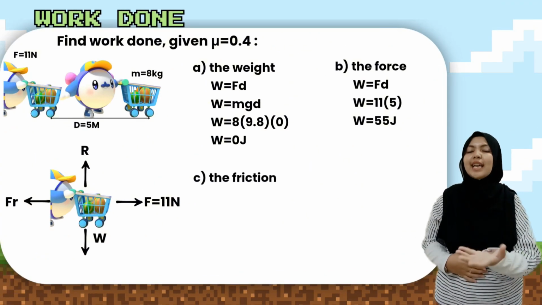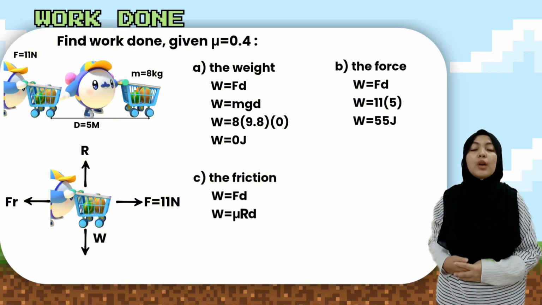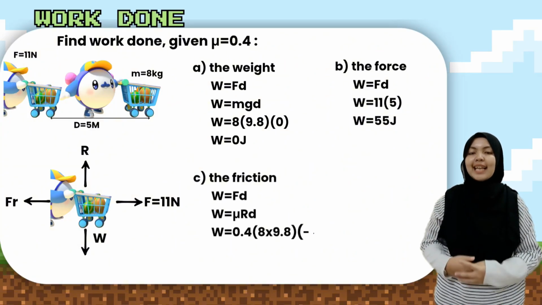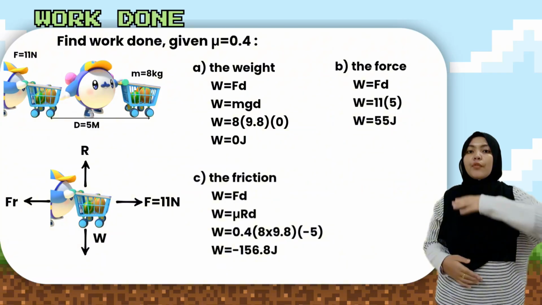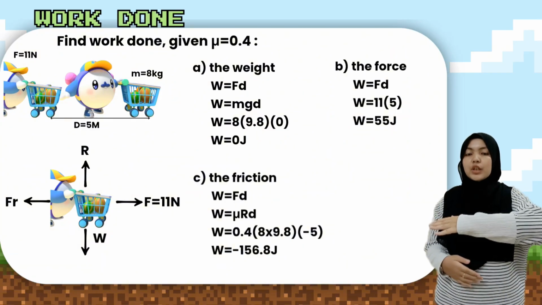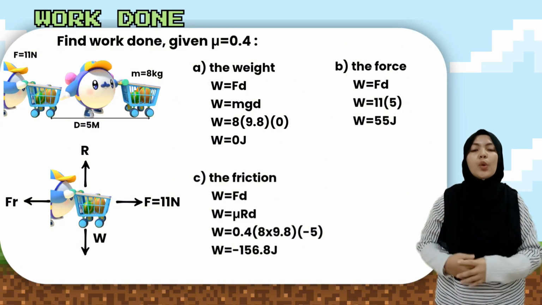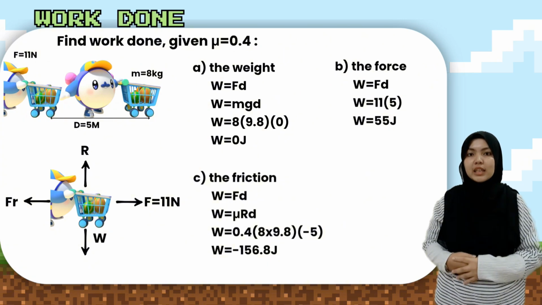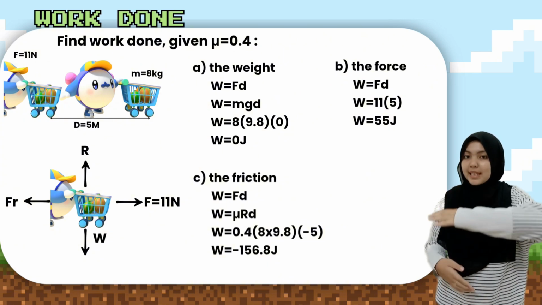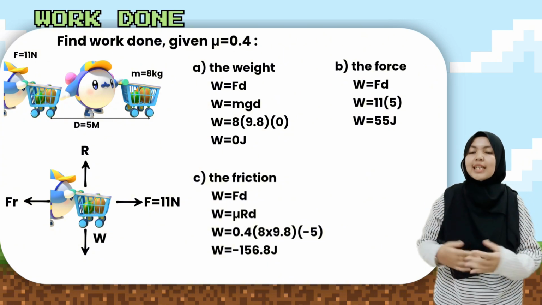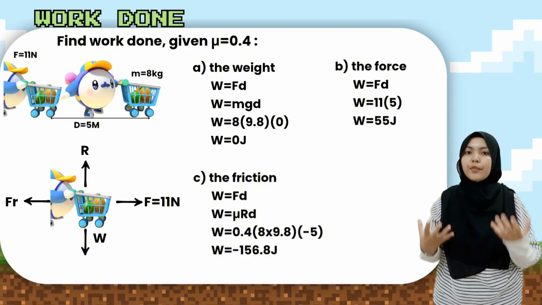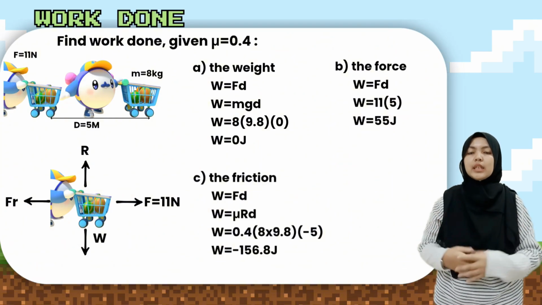Next, C, work done for friction. First, write the formula, which is W equal to Fd. Next, let's look at the free body diagram. Friction is in the opposite direction from the force. Due to this, we need to change the distance into negative 5. This is because of the opposite direction. So friction is equal to mu R. So from this, we need to change the equation.